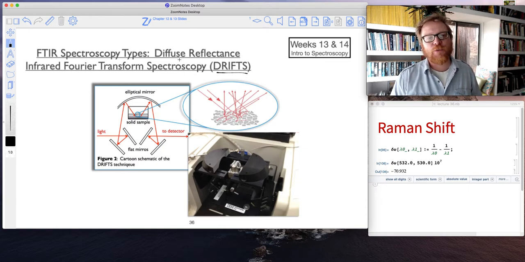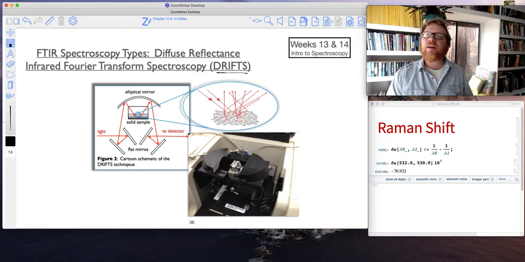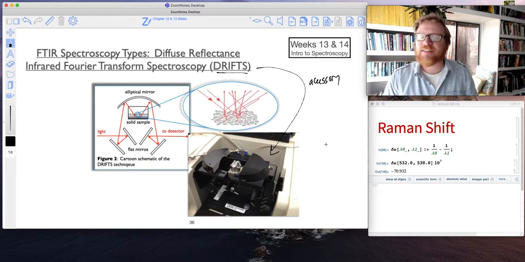So DRIFTS stands for diffuse reflectance infrared Fourier transform spectroscopy. And once again, this is just garden variety, regular old FTIR, but it's the accessory that makes it special. So this is our DRIFTS accessory. Okay? And so it's just this complicated little device that gets placed in the sample compartment of an FTIR spectrometer.